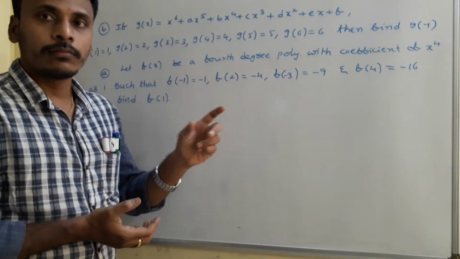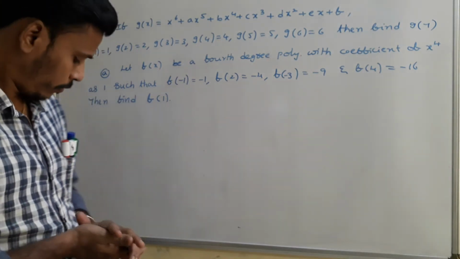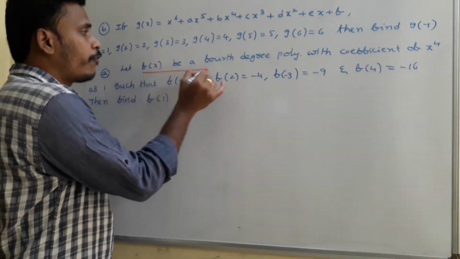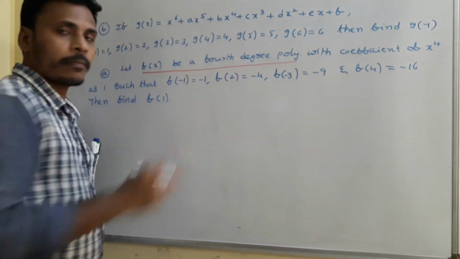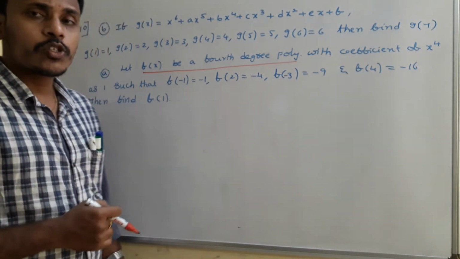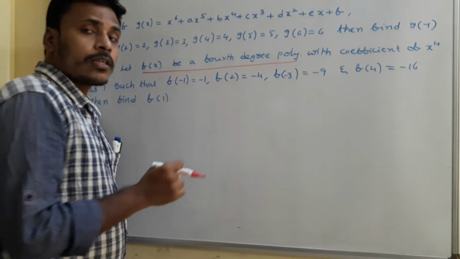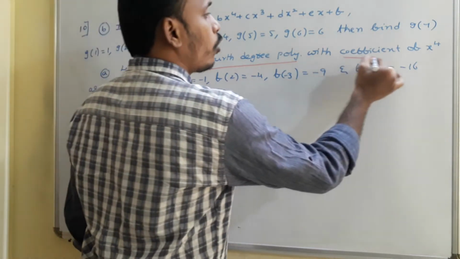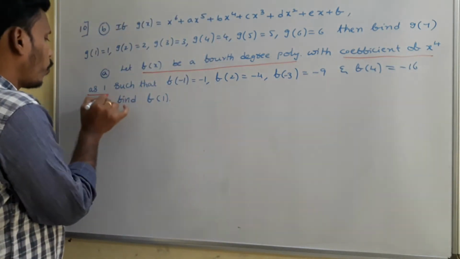Problems that are a bit logical and very useful. Just look at the question. Let f(x) be a fourth degree polynomial. f(x) is a polynomial and its degree is 4. So surely it involves x power 4, and they mentioned that the coefficient of x power 4 is 1.